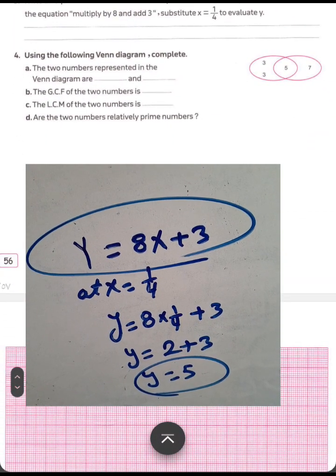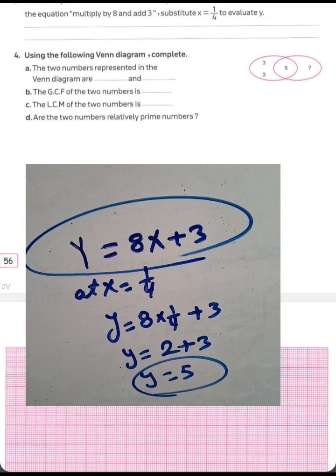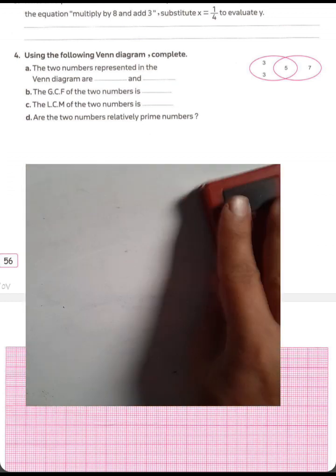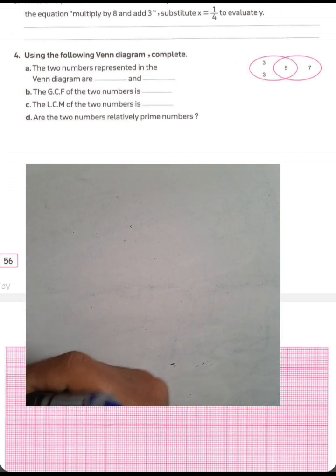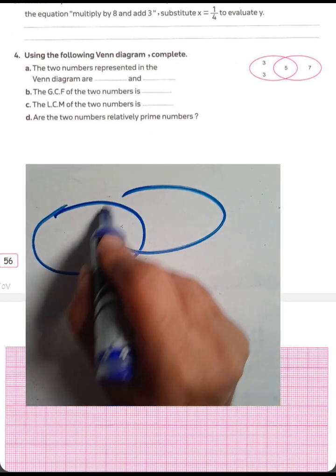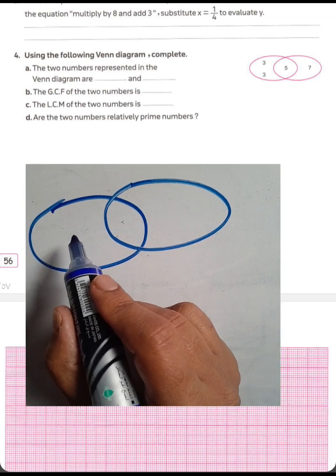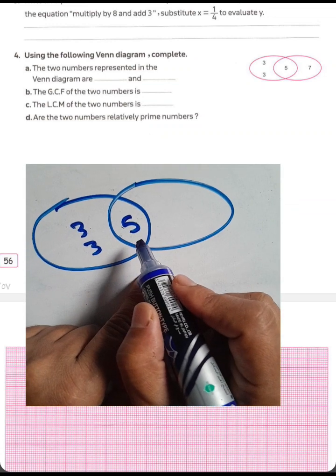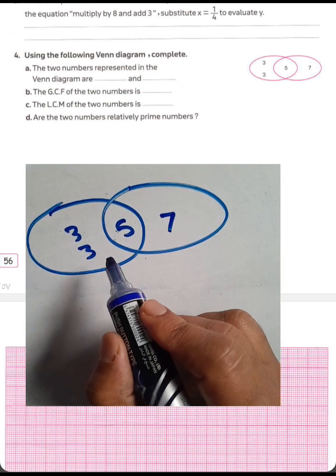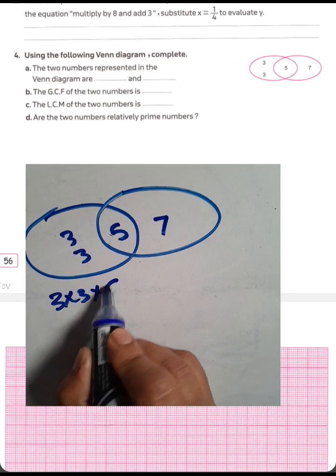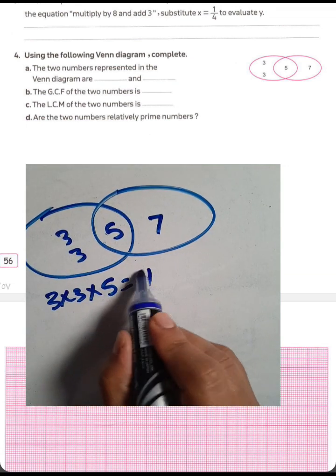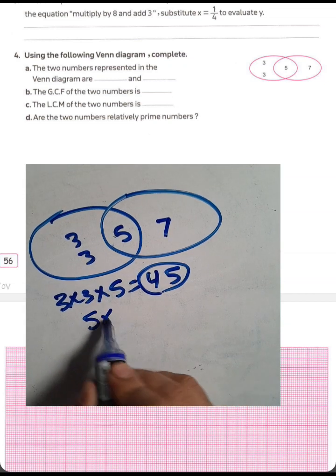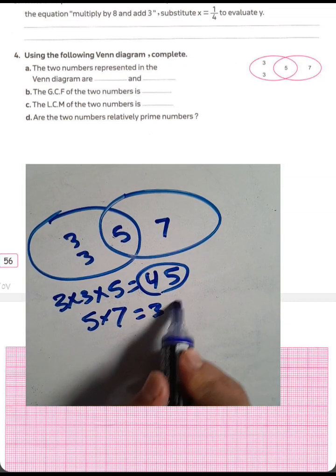Question number 4. Using the following Venn diagram, complete the two numbers present in the Venn diagram here. First number, we can find it by multiplication of prime factors of this number. The first circle on the left hand side has 3 and 3 and 5. The second circle has 5 and 7. So the first number will be 3 times 3 times 5. 3 times 3 equals 9. 9 times 5 equals 45. Then the first number will be 45. And the second number will be 5 multiplied by 7. It will be 35. It's the second number.